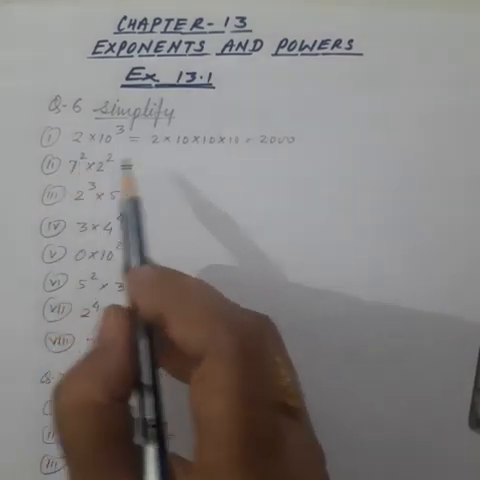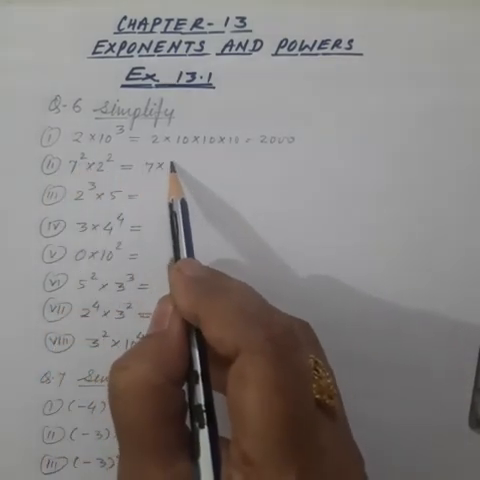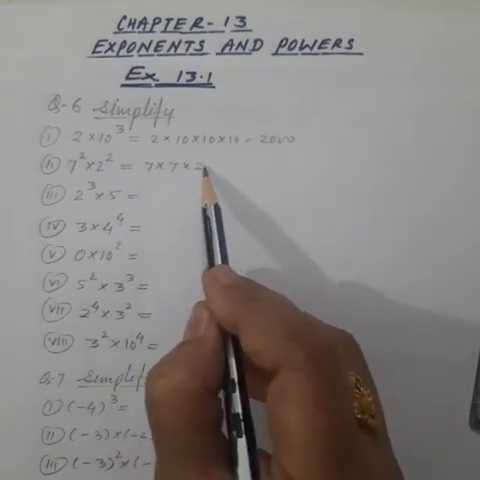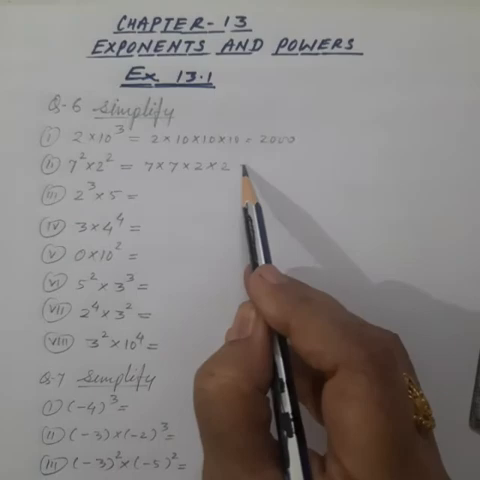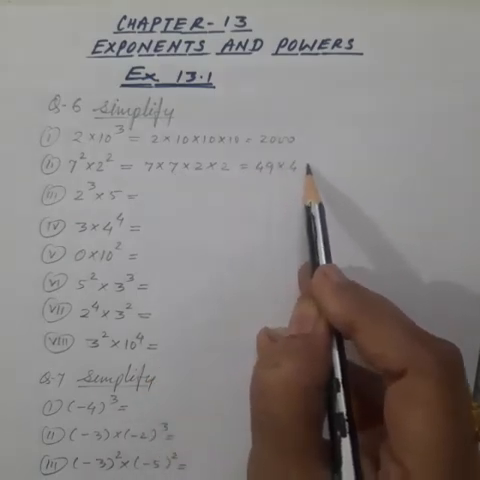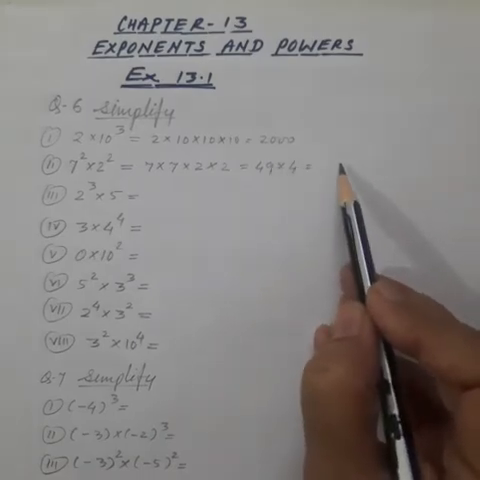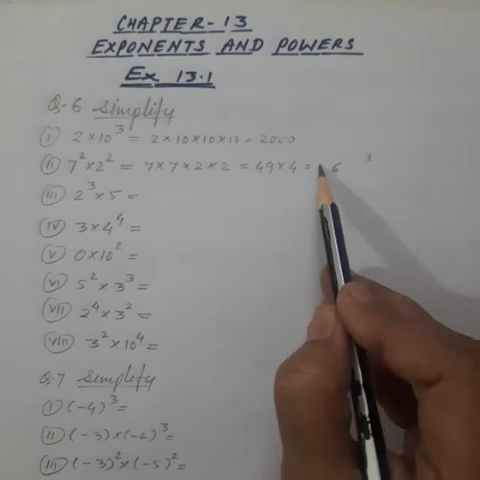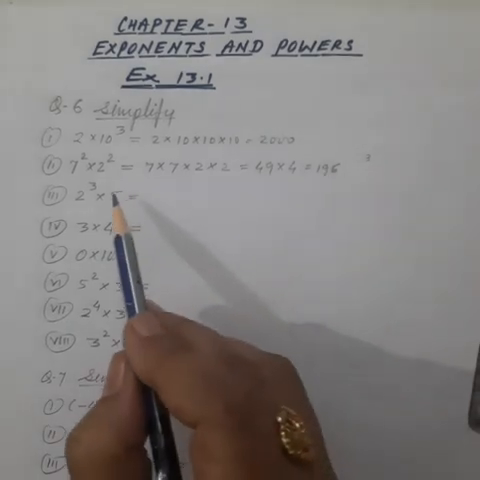Second, 7 square. 7 is repeatedly multiplied by itself 2 times, and again 2 square means 2 is repeatedly multiplied by itself 2 times. 7 sevens are 49, 2 twos are 4. Multiply it. 9 fours are 36, 3 carried. 4 fours are 16, 17, 18, 19, 196.